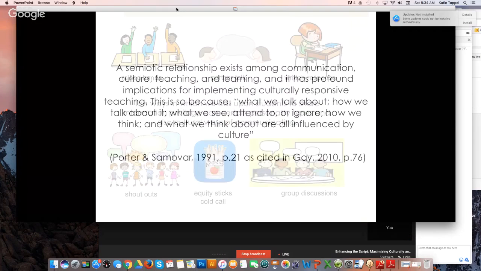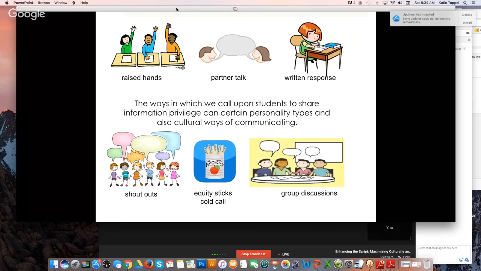And so I love this slide because it really shows a variety of different ways that we ask students to communicate in the classroom. The way in which we call upon students to share information can privilege certain personality types and also cultural ways of communicating. So when we have this typical raise your hand, one person at a time, that's a very traditional way of accessing information, but it leaves out so many thinkers and so many speakers.